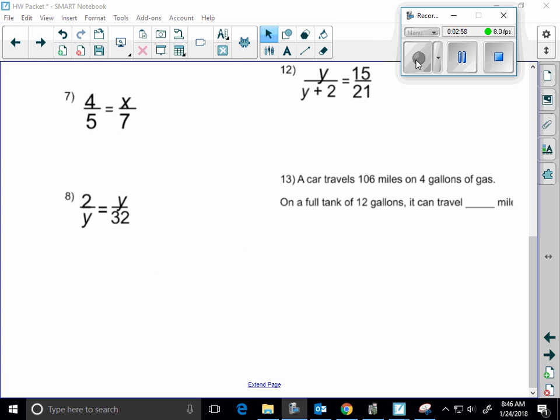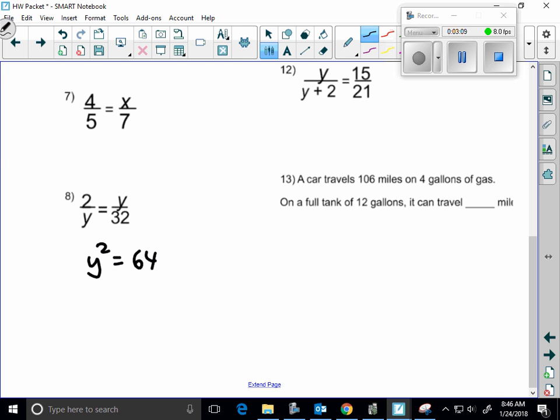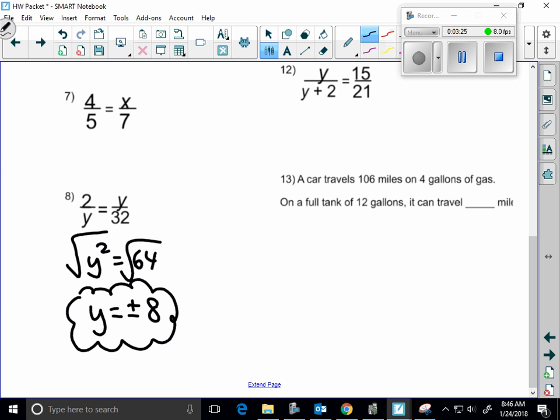Charlie, if I cross multiply and I take y times y, that is y squared. Good with that? And 2 times 32 is 64. And so when I take the square root of both sides, the square root of y squared is y. What's the square root of 64? 8 and -8. So when you take a square root, in most cases, we would get 2 answers there.